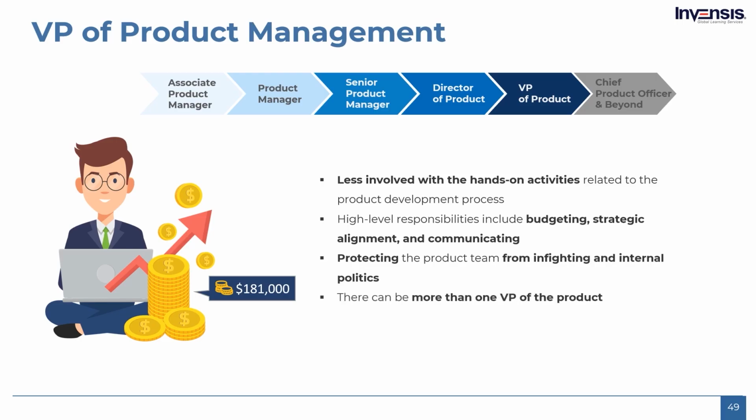In large organizations, there might be more than one VP of product, depending on the number of product lines. Whether there's one VP or several, this role is a high-level support resource for the product organization, responsible for the entire product set and how it fits into the rest of the organization. The VP of the product typically makes around $181,000 per year.